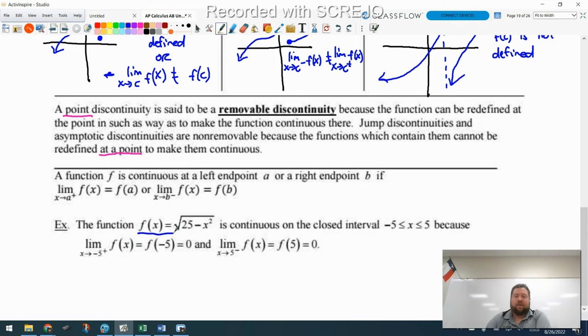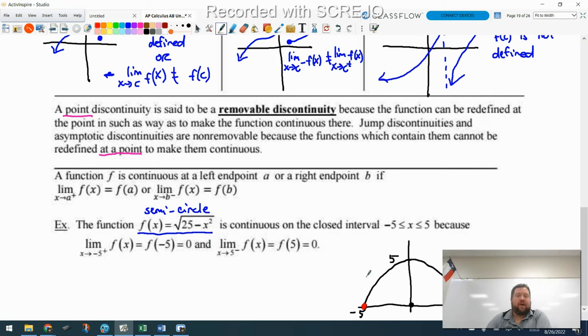You should recognize this from our pre-cal review. This is a semicircle. Let's draw our semicircle. It's centered at 0, 0, and it has a radius of 5. We have endpoints at 5 and negative 5. Go up like this and like that. So what we're saying is that this function is continuous at negative 5 and it's continuous at positive 5. So it is continuous on the closed interval. See the equal signs: negative 5 less than or equal to x, less than or equal to 5.